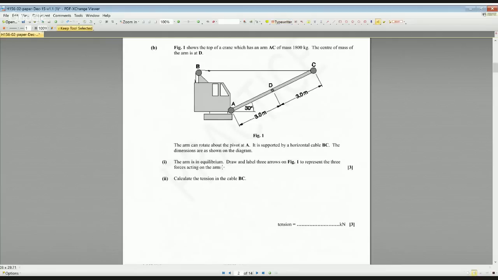So the first one, the weight, should be the most obvious one here. The center of mass of the arm is at D, so that's the point from which we need to draw an arrow vertically downwards. I've not drawn that quite in the right spot there, but thereabouts it should be vertically downwards, and we need to label that the weight.